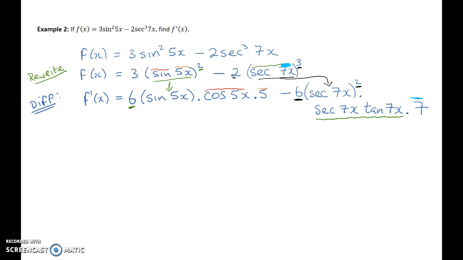So hopefully it follows. And then we'll just tidy it up finally to finish off, and you get f prime of x is equal to, okay, we've got 6 times that 5, that's 30 sine of 5x cosine of 5x. And then here we have negative 6 by 7 is negative 42. We have secant 7x squared by secant 7x, that's secant 7x cubed, or secant cubed 7x times tan 7x.